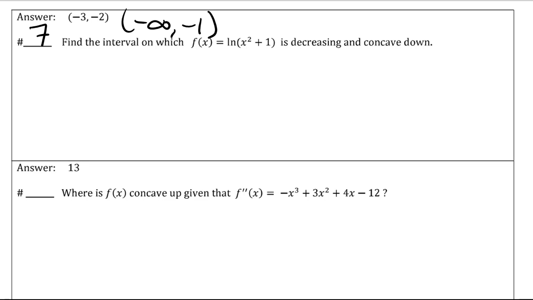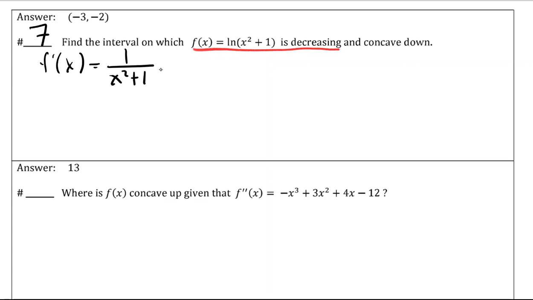Then here's how you were supposed to come up with that. And I gave you just a touch longer on this one because there's really two things. You've got to figure out where it's decreasing. So, first derivative, make sure you do chain rule.